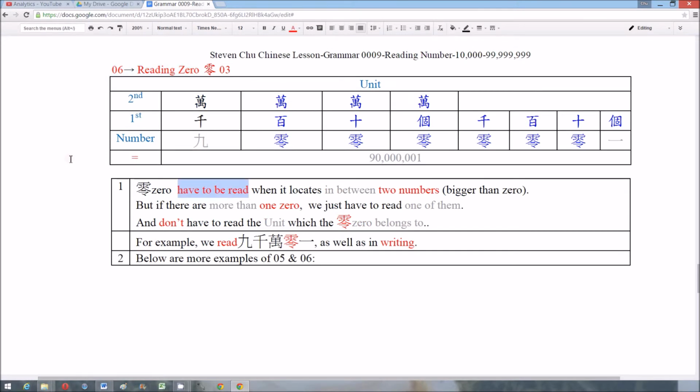Number 6. We have to read the 0 when it is in between two numbers. But if there is more than one 0, we just have to read one of them. And we don't have to read the units the zeros belong to. We use 90,000,001 as an example. In this case, we have to read the 0 because they are in between two numbers. But we don't have to read all of them. We just have to read one of them. And we don't have to read the units they belong to. So this number is read as 9千万零一.